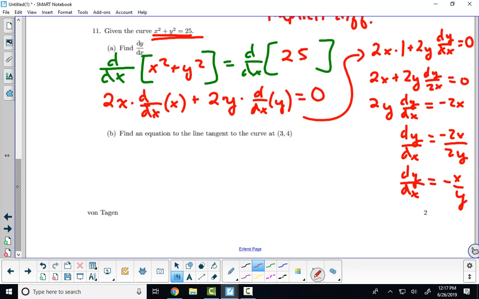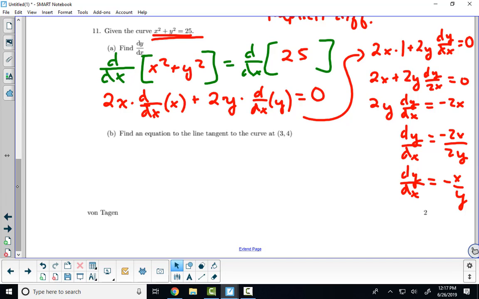Without ever explicitly solving for y, we still took the derivative of this function. Okay? Let's go ahead and find an equation to the line tangent to the curve. Let me make sure there's no questions on this. And there very well may be. You're probably not feeling comfortable with this yet because I've only done one example, and this takes about 10 examples to feel comfortable with. Okay?